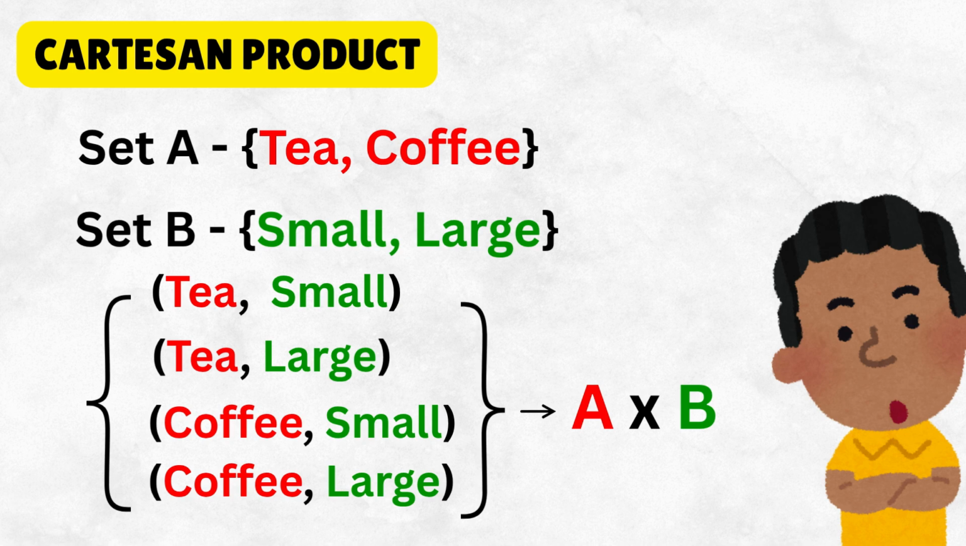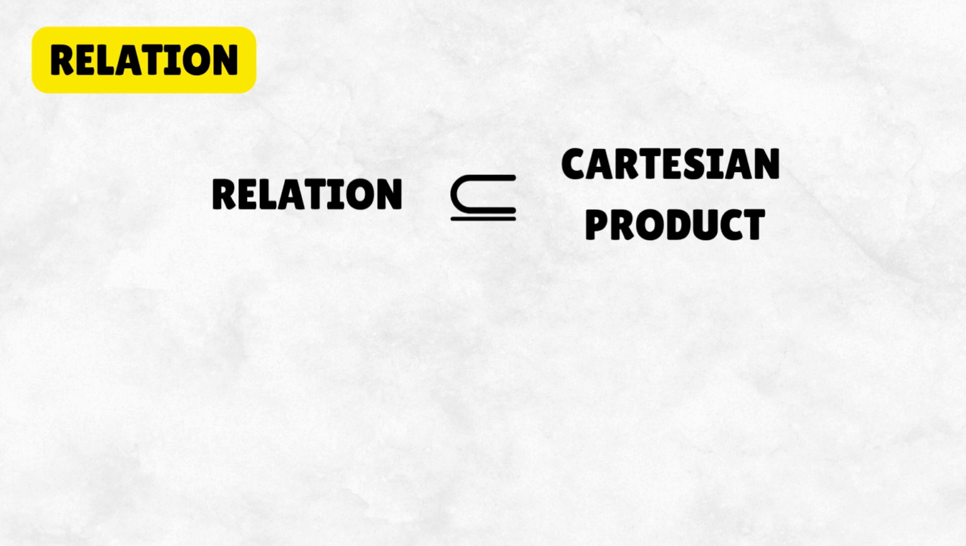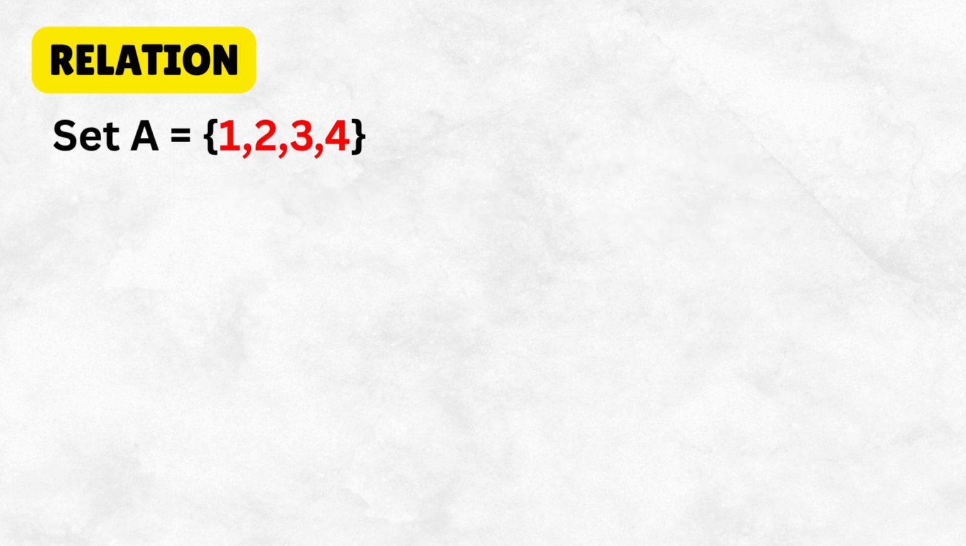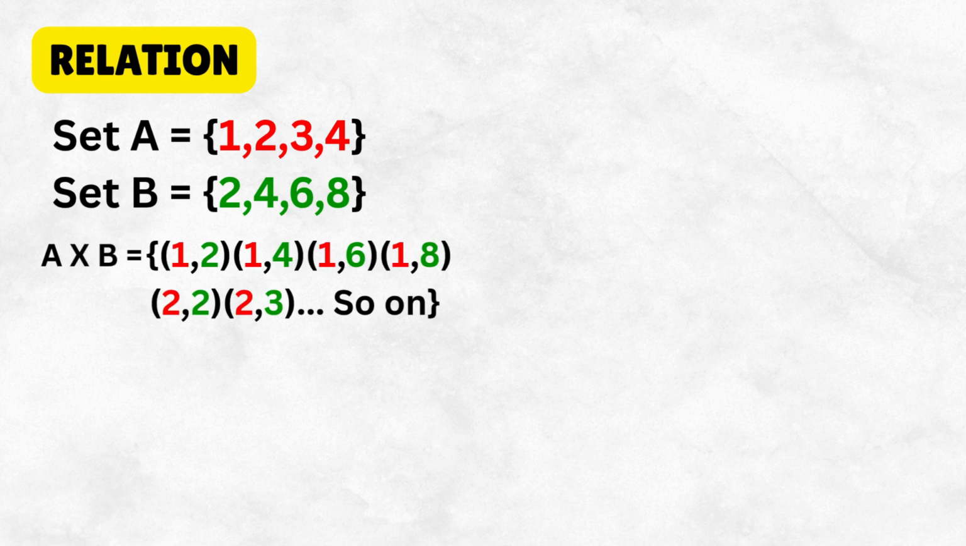Now we are ready to understand relations. A relation is simply a subset of the Cartesian product. That means we first create every possible ordered pair. Then we choose only those pairs that satisfy a particular rule. Suppose set A contains the numbers 1, 2, 3, and 4, and set B contains the numbers 2, 4, 6, and 8. The Cartesian product contains every possible ordered pair formed from these two sets.